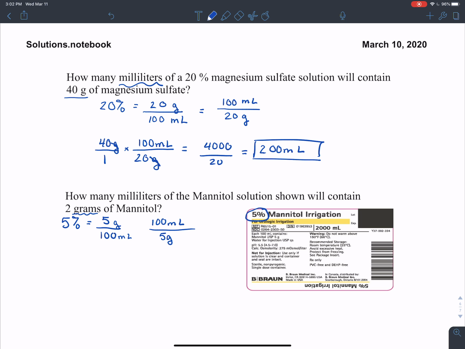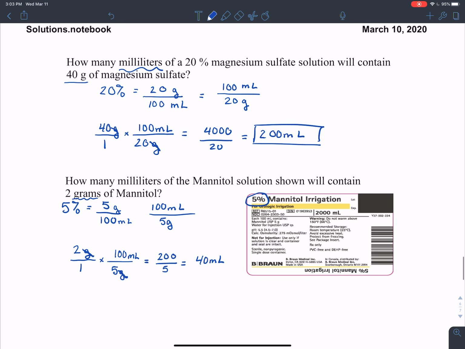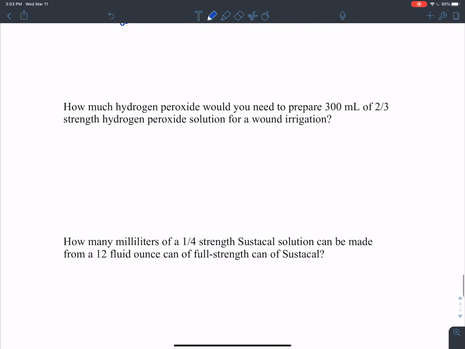So they say that we are looking for the milliliters that contain 2 grams of the drug. So I'm going to start with my 2 grams over 1. I know with my strength, I want the grams to cancel out, so I'll want the 5 grams in the denominator and the 100 milliliters in the numerator. When I multiply straight across, that gives me 200 over 5, or 40 milliliters. We can double check that the grams cancel out.